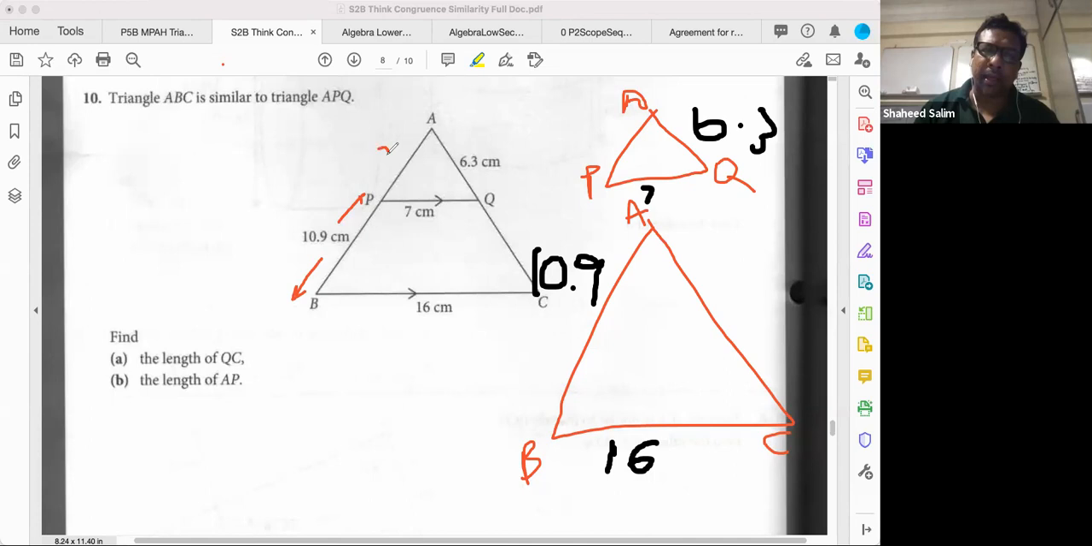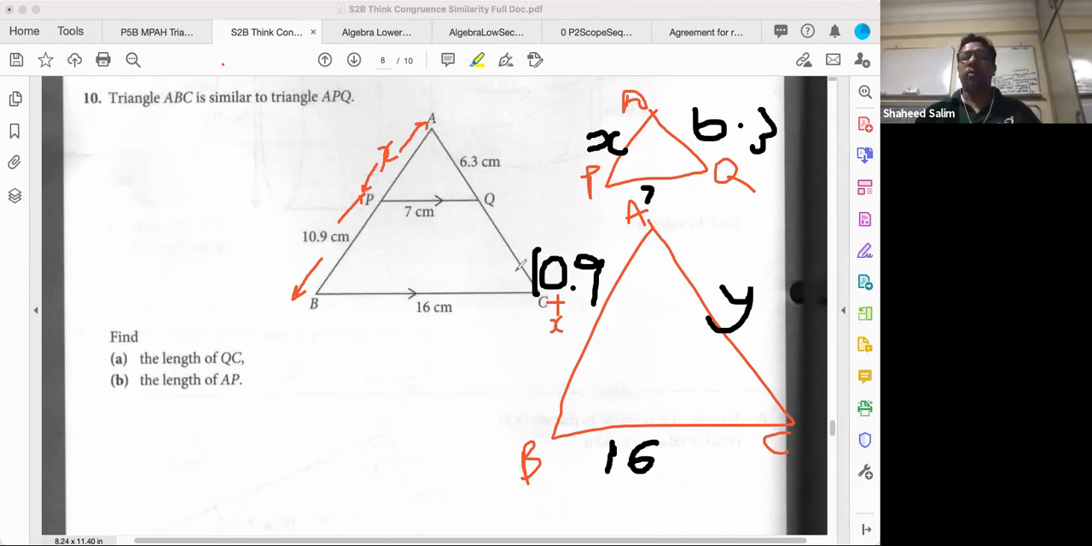Maybe put X here because they asked you to find AP, right? So we put X and Y. Okay, good. So now down here is 10.9 plus X. You agree? Because the whole thing. But this is a mistake on the part of the book, because they didn't say 10.9 until where, but we assume. So now you do the same magic.